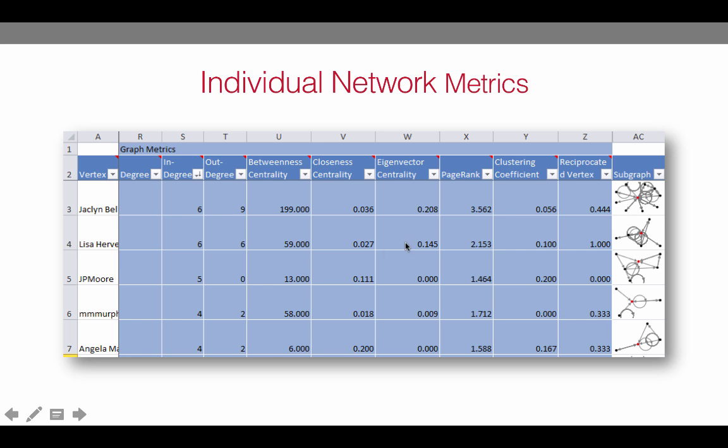And then we have other different measures. You'll be reading more about those, so I don't want to go into specific detail. And one of the things I do like about NodeXL too is that it'll give you each individual's ego networks. So these are their own personal networks, the people who they're actually connected to.